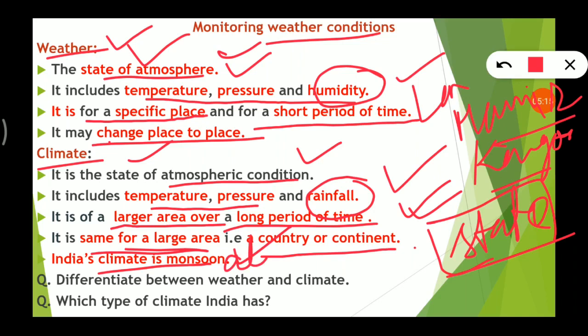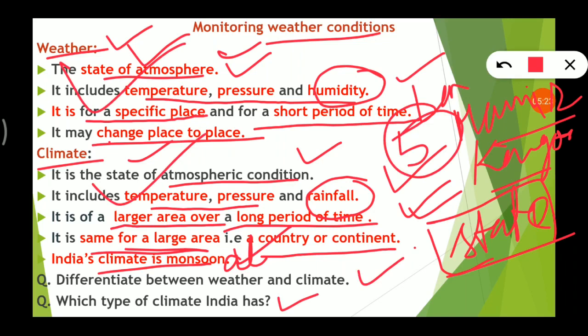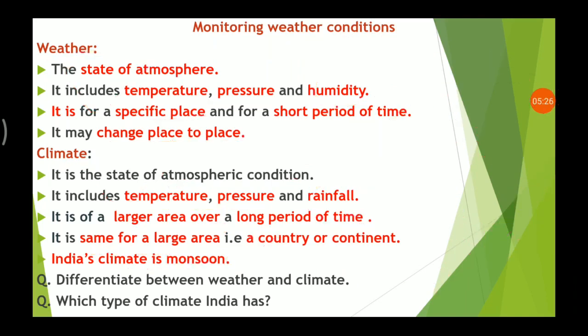Differentiate between weather and climate, so you can write from here. This is for 5 marks. Which type of climate does India have? So it is monsoonal. Here the spelling mistake is corrected: monsoonal.